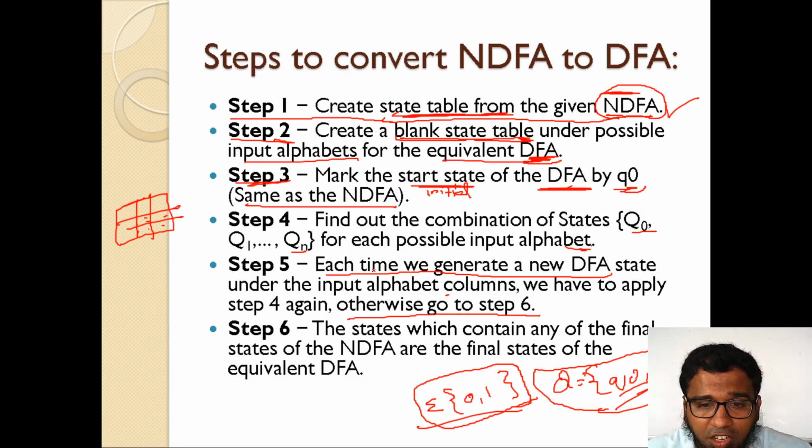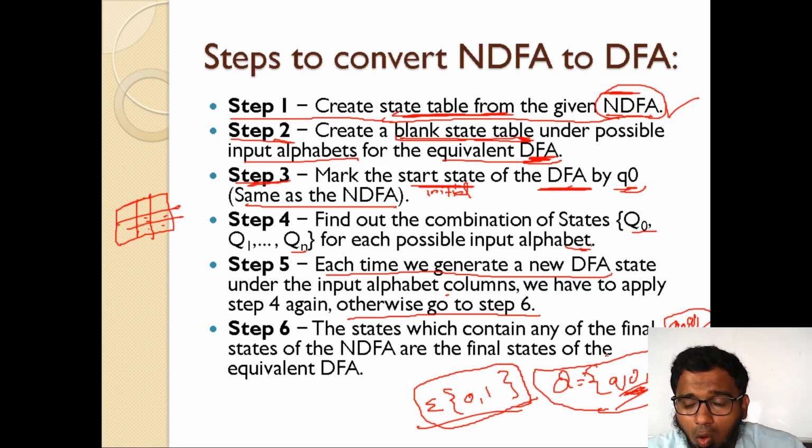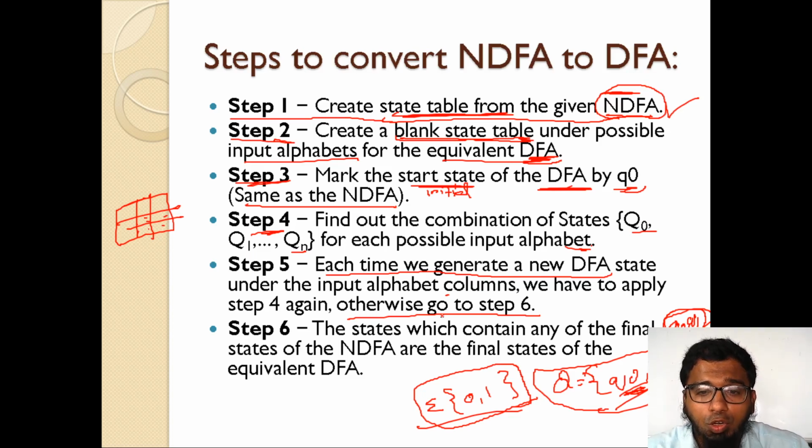Once again I will tell you, whatever the combination of the states, like here I have Q0 and Q1. If there is no new state created, like Q0 or Q0 Q1, then you take the new input alphabet and repeat step 4. If you don't have any new state, then you need to stop and go to step 6.